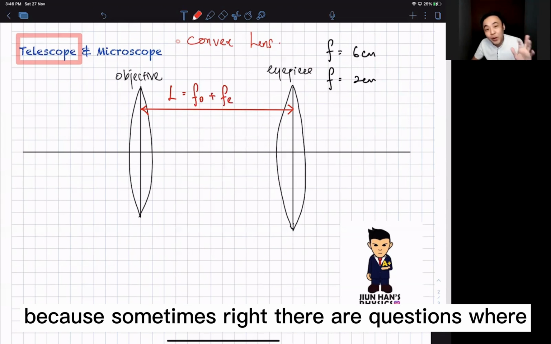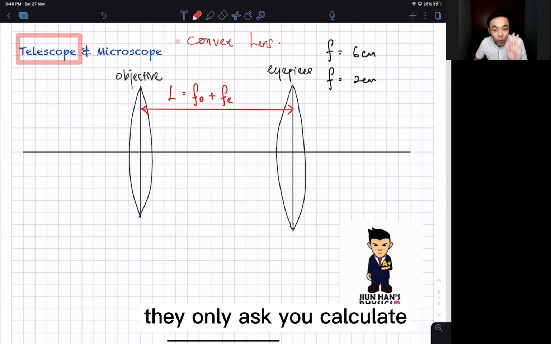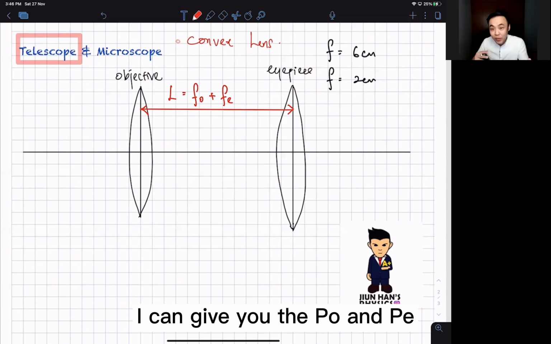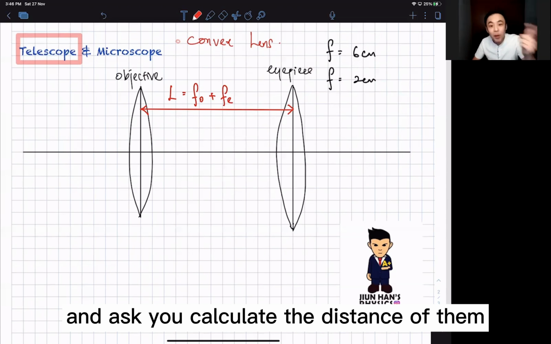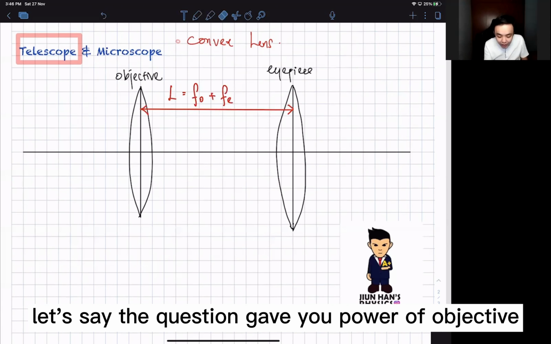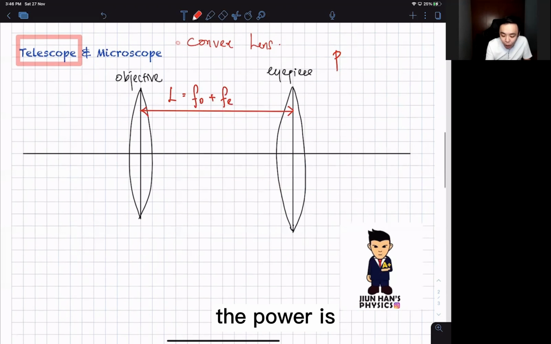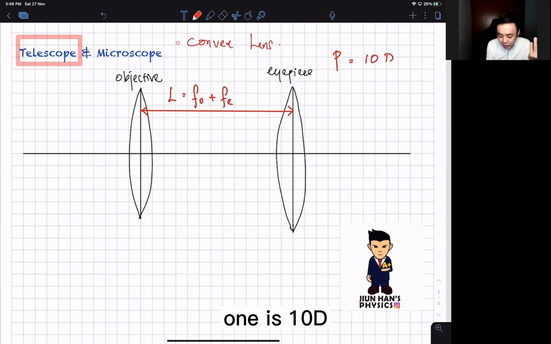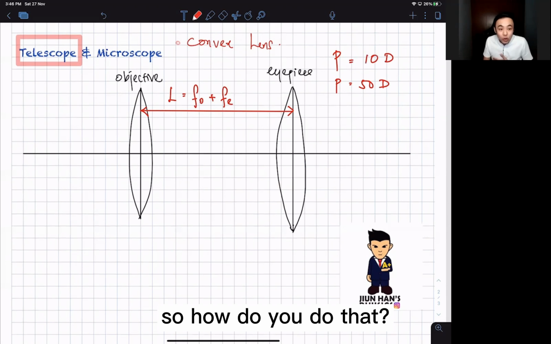Because sometimes there are questions where they don't ask you to draw. They only ask you to calculate. Let's say, for example, I can give you the power of objective and the power of eyepiece and ask you to calculate the distance between them. How do you do that? For example, let's say the question gave you two lenses. One is 10 diopter, the other is 50 diopter. And then you need to calculate the distance for me. So how do we do that?